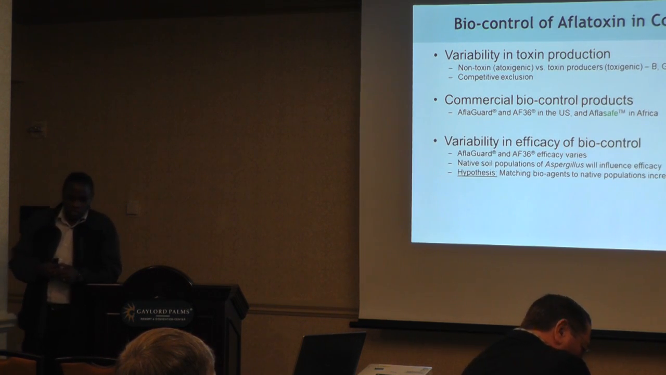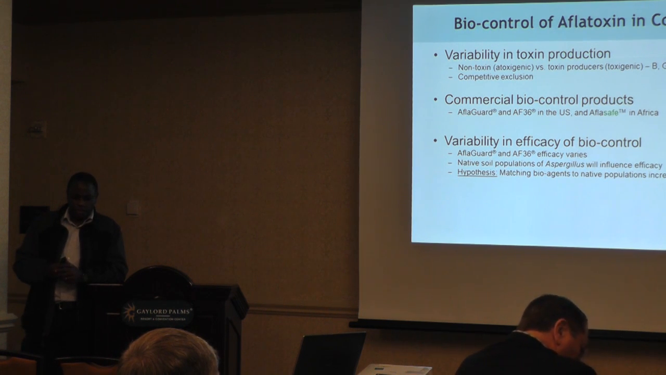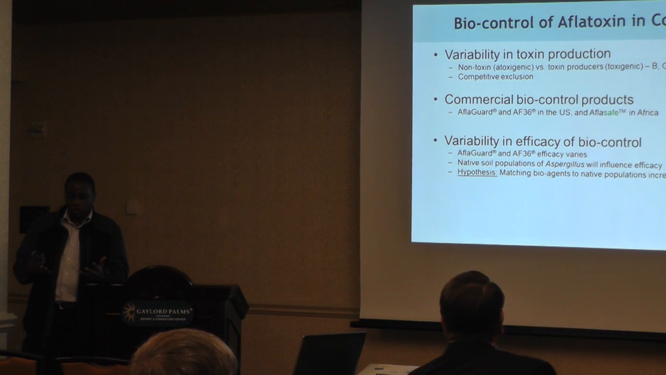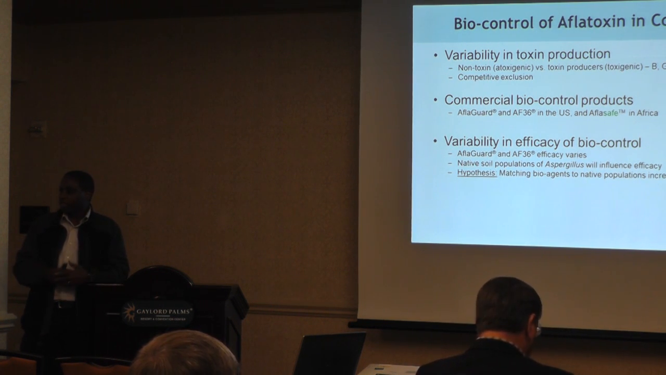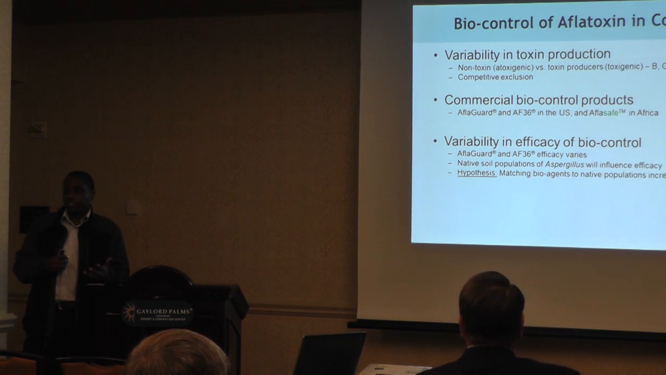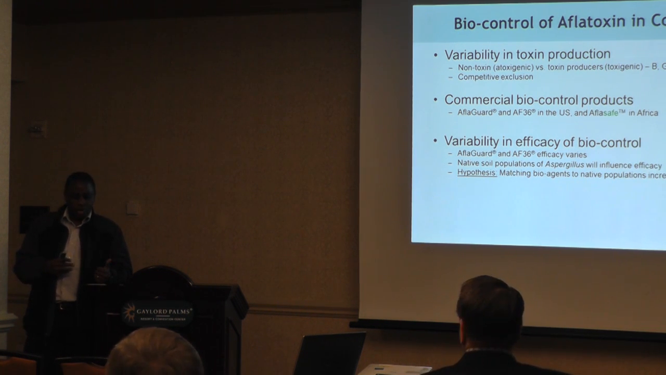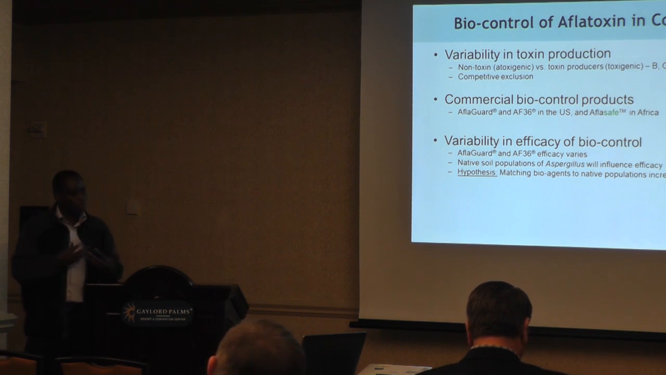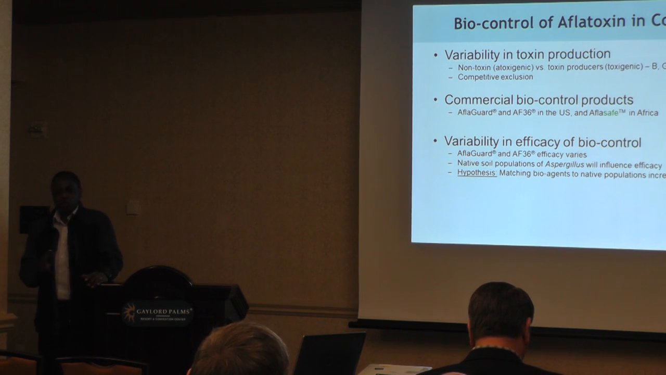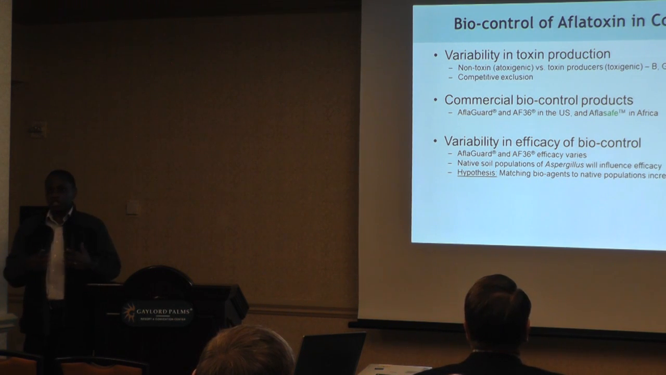So what was the basis of this particular proposal? This came out of some of our observations of what's happening out there. We observed that there's a lot of variation in the effects of biocontrol. For example, if you look at North Carolina, Aflaguard does much better compared to AF36. So our feeling was that the variability in the natural population of flavi, or the members of section Flavi, influences the effects of biocontrol. We wanted to investigate this because we didn't have any data to support or dispute what we thought would happen.